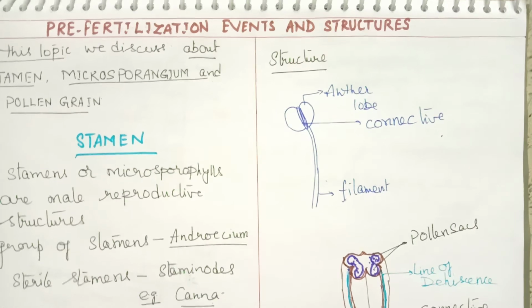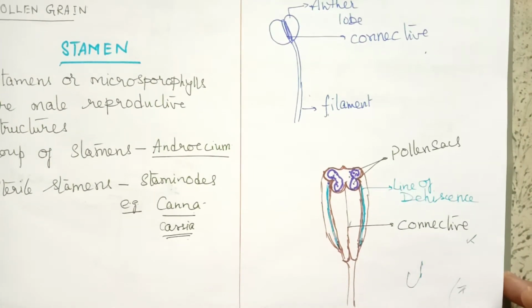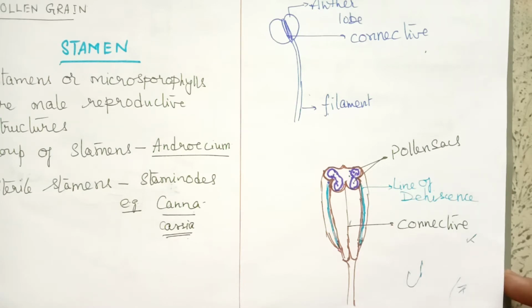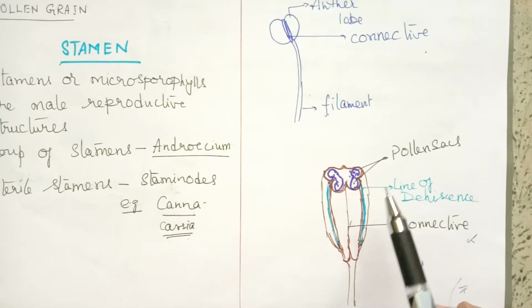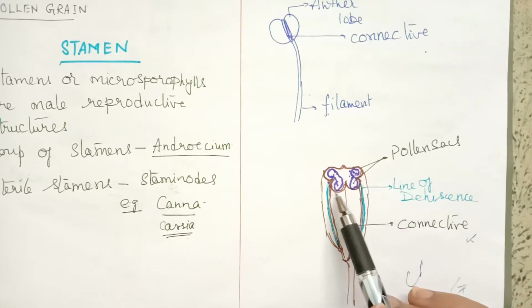Now let us go through the second diagram which I have given. So here this is the transverse section of an anther, a dithecous anther. This we are going to see shortly. What is a dithecous anther? Here we find pollen sacs. I have shown them in the diagram.